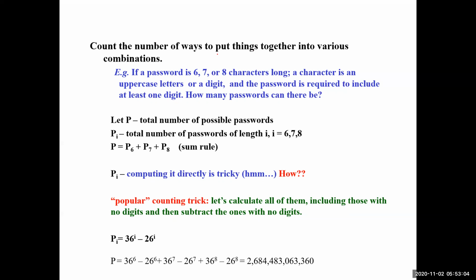So what is the condition given? The character is an uppercase letter or a digit, so there will be 36 characters. And the password is required to include at least one digit. So when it is at least one digit, not all positions can have an alphabet character. So minus 26 raised to i. Adding these, we get the total number of passwords that can be generated.